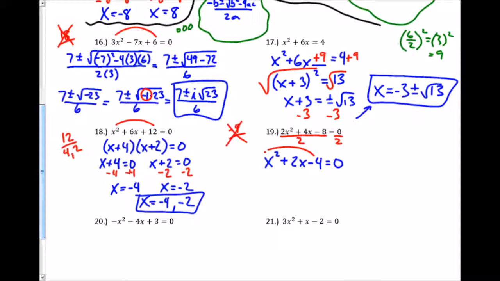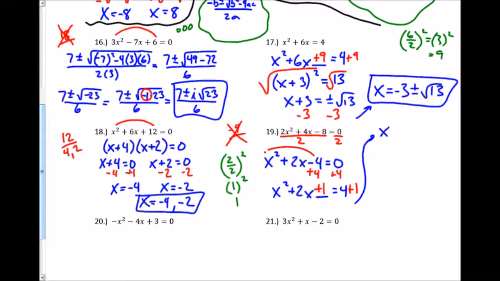Not going to happen. So this one, I've got an a value that's 1, a b value that's even. I'm going to complete the square. So I'm going to add the 4 to each side. So I get x squared plus 2x with a little space equals 4. I do b divided by 2 and square it. So I take the 2 divided by 2 and square it. That's 1 squared, which is 1. So I'm going to add 1 to this side. Whatever I do to one side, I have to do to the other side.